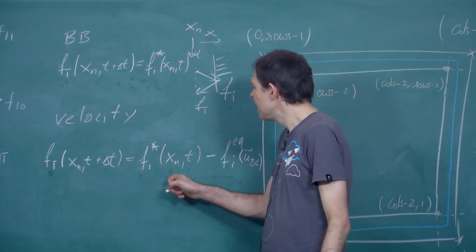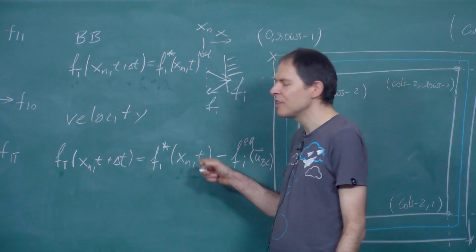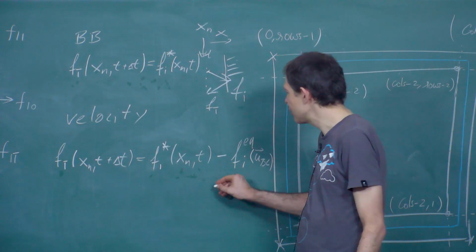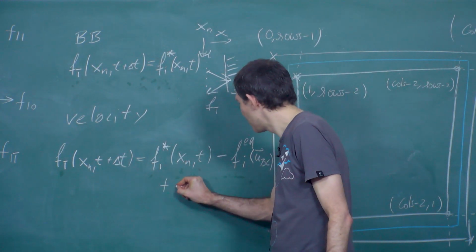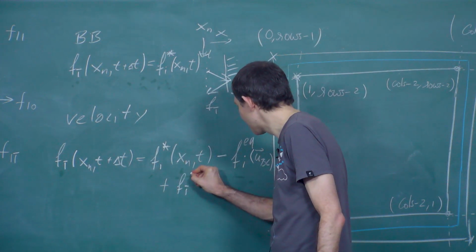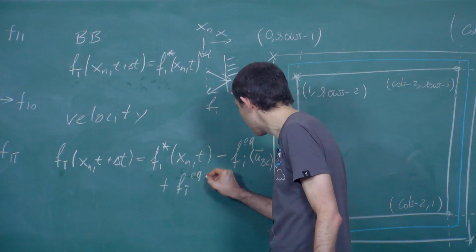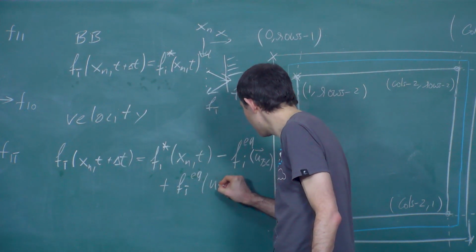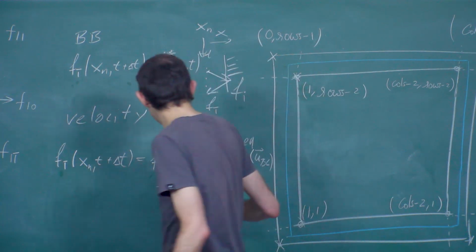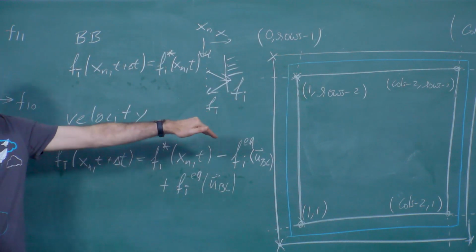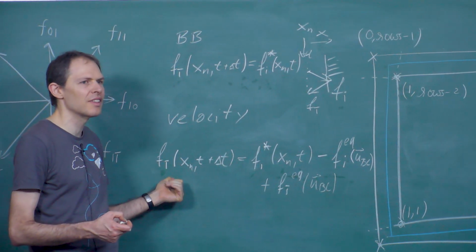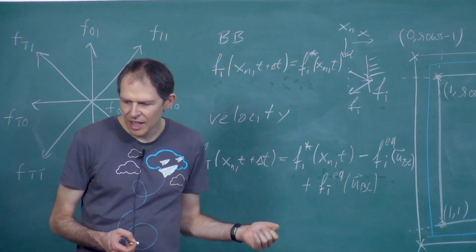And then we want to have the velocity in the opposite direction. Therefore, we add the equilibrium in the opposite direction, and this for the same velocity. Okay, so we remove the equilibrium going this way and we add the equilibrium going the other way, because this is the way that we want to have it.